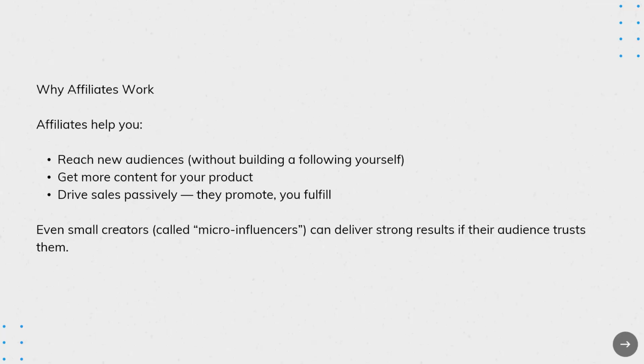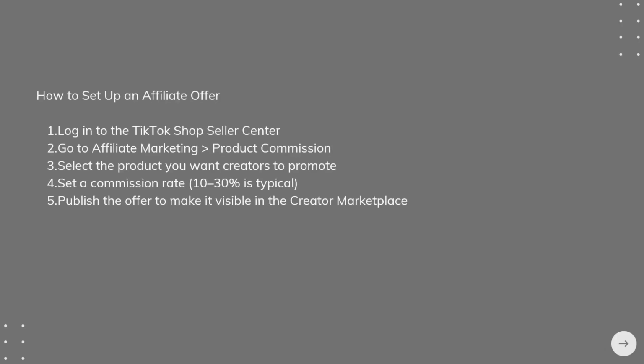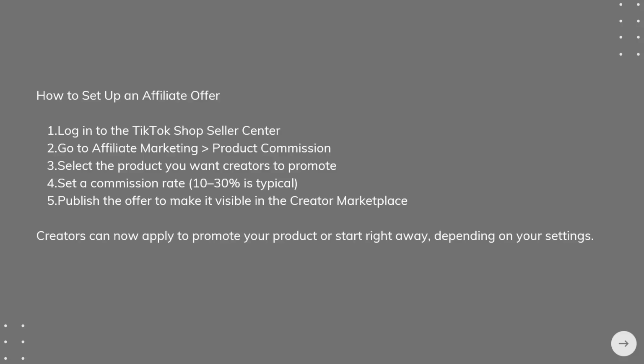How to set up an affiliate offer. Log into the TikTok Shop Seller Center. Go to Affiliate Marketing, Product Commission. Select the product you want creators to promote. Set a commission rate; 10–30% is typical. Publish the offer to make it visible in the creator marketplace. Creators can now apply to promote your product or start right away, depending on your settings.